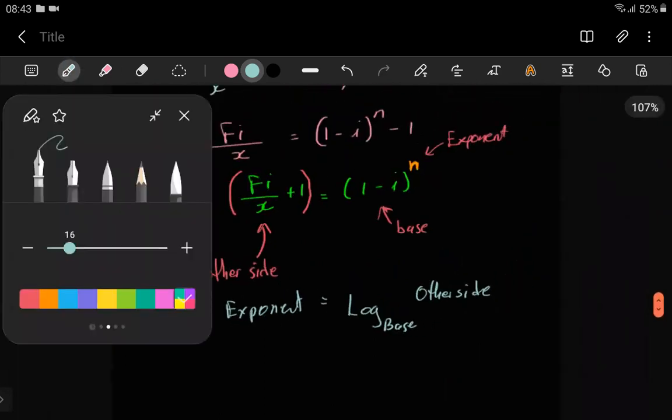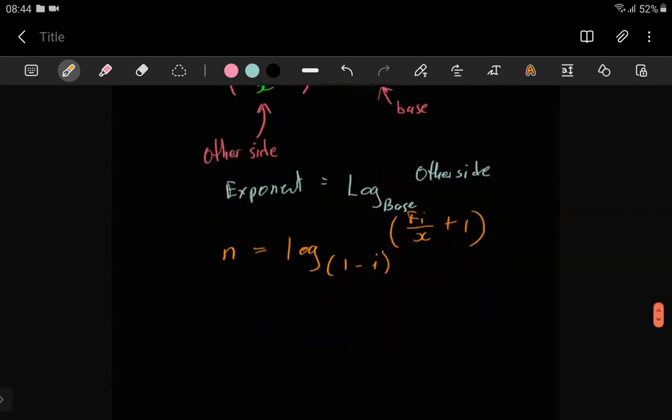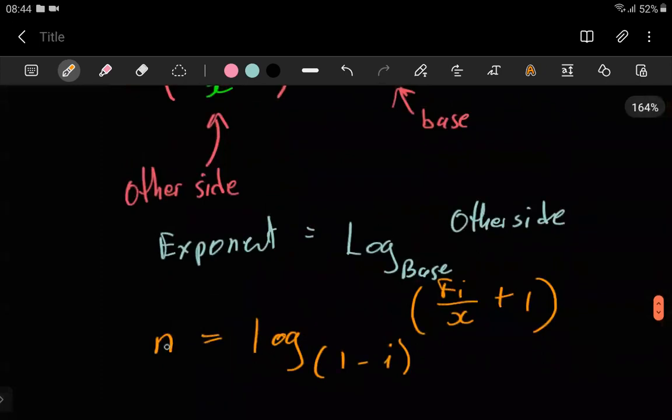Your next step, you can just now do exactly what you want to do. You want to make n the subject of the formula, which was your exponent, right? So you're going to equate it to log. Whatever the base was, it's this whole bracket here, 1 minus I. Whatever was on the other side, it's this whole thing here, fi over x plus 1, like that. And then your exponent is the subject of the formula. Do you see?